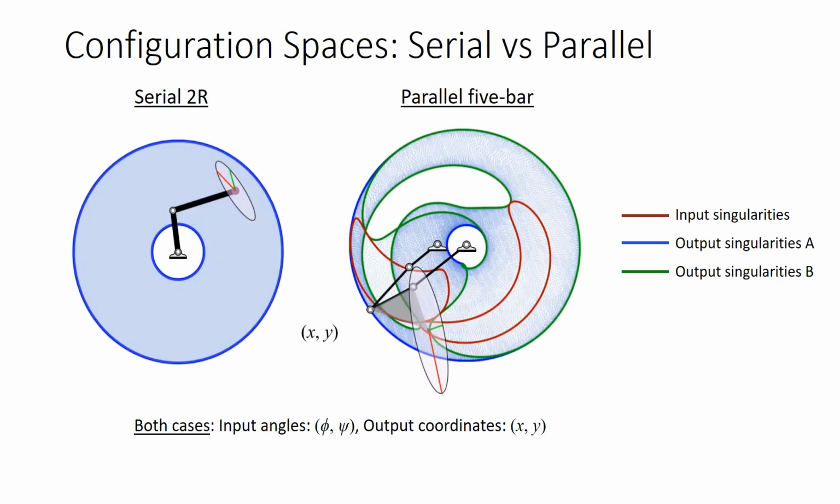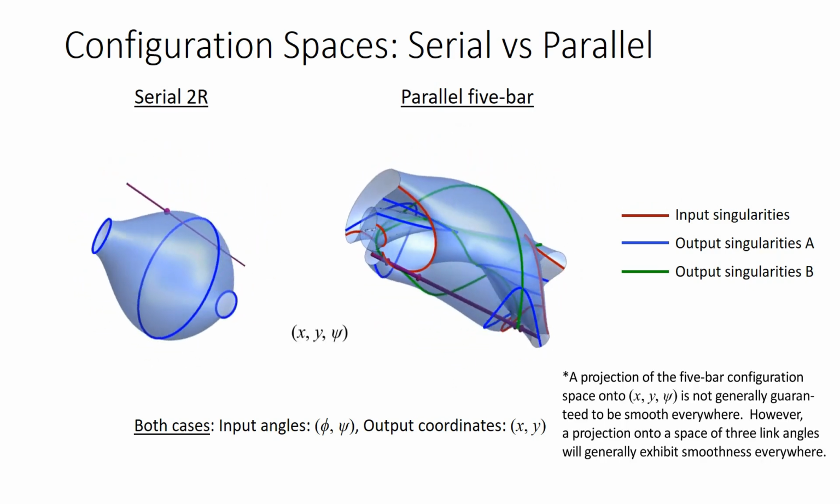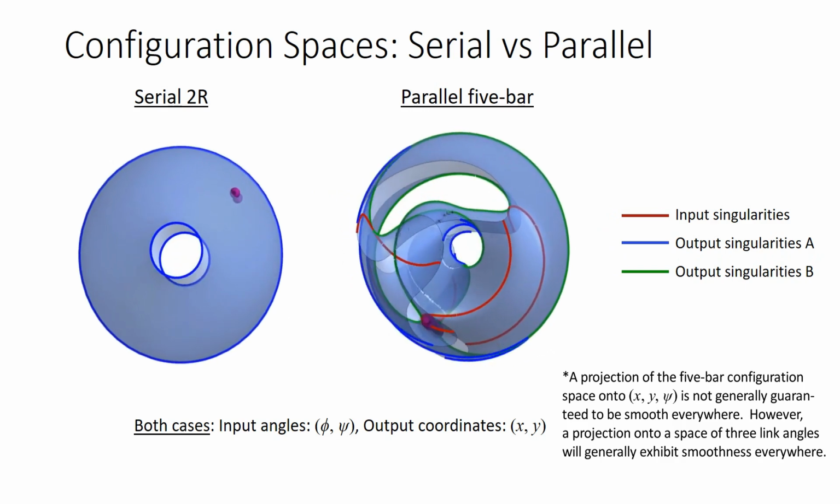Both provide a mapping from input angles, phi psi, to an output position, xy, and both have configuration spaces that could be viewed as smooth manifolds using only 3 dimensions. These manifolds are visualized in x, y, psi.